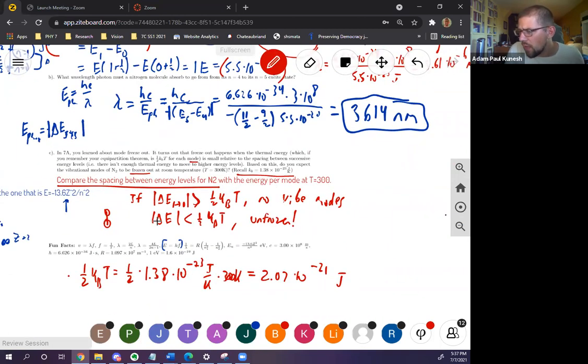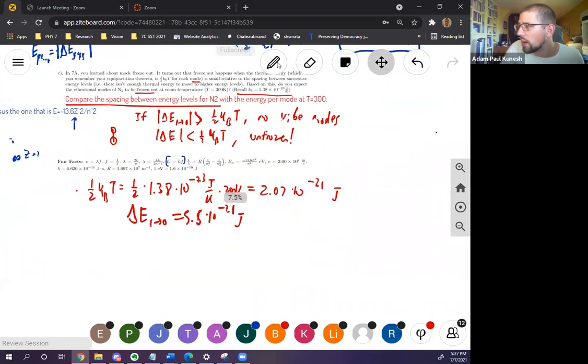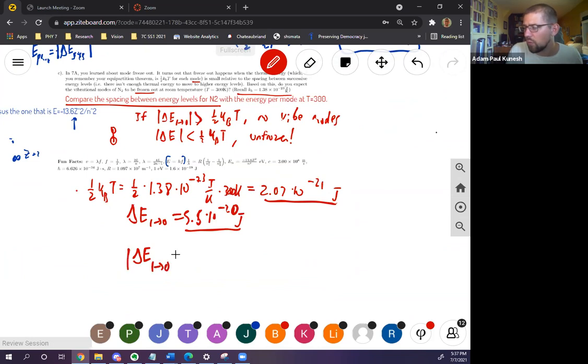We see that the energy associated with the change is 5.5 times 10 to the negative 20 joules. That's a big difference. So this number, the change in energy required to unfreeze the modes, is greater than the energy we actually have. It's about 20 times greater. So we find that delta E, 1 to 0, magnitude-wise, is greater than 1/2 kBT. So it's frozen.